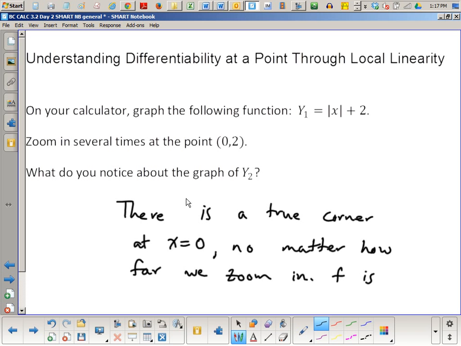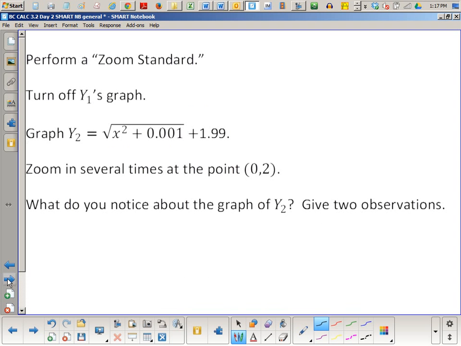F is not differentiable at x equals 0. Right? Okay? In the second graph, what I noticed was the graph is differentiable, right? So F is differentiable at x equals 0. It is not a corner at all, even though it appeared to be.